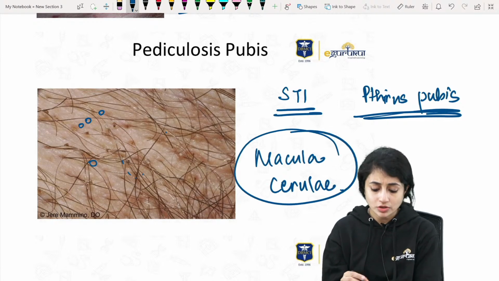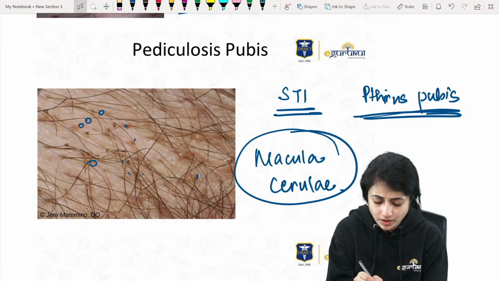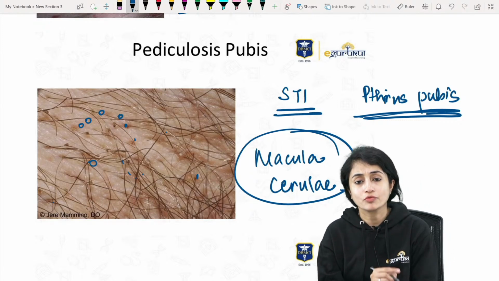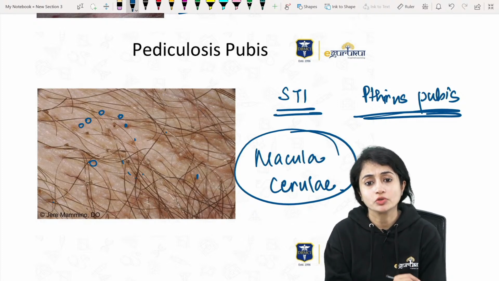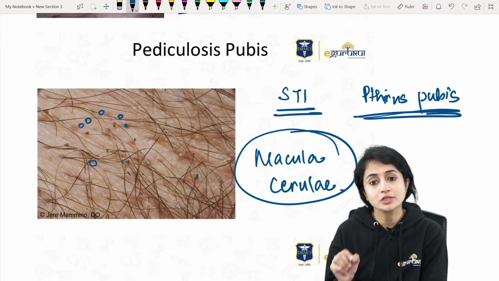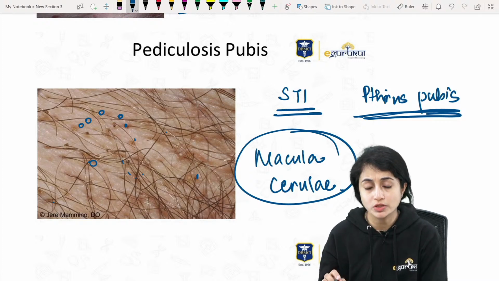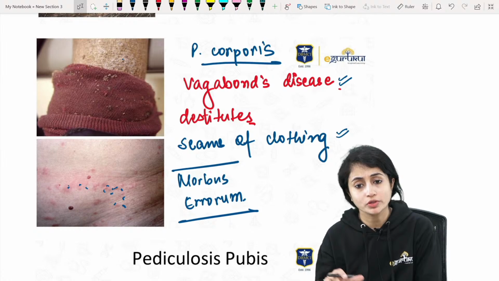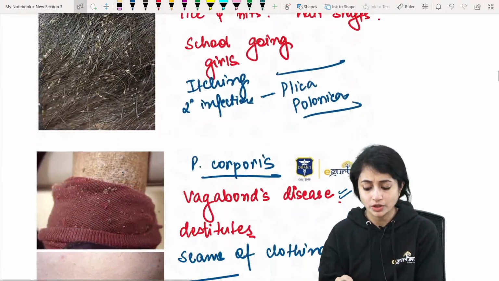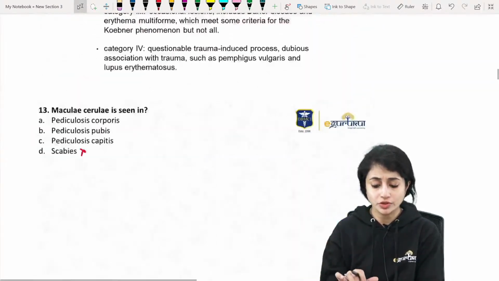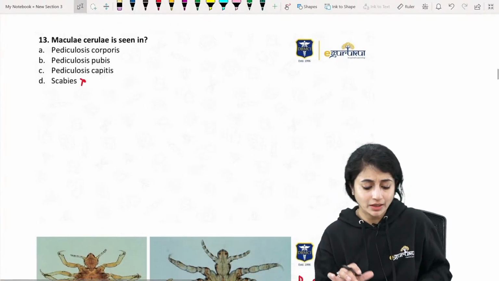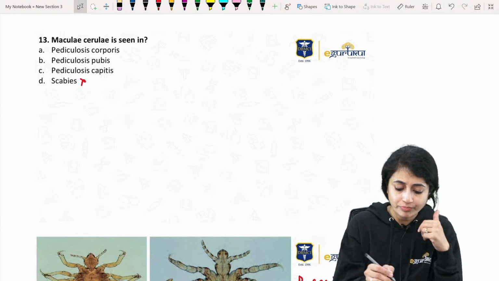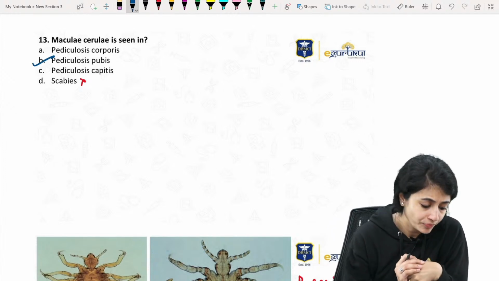So macula cerulae is these hyperpigmented brownish lesions that you see in the pubic areas of individuals which have pediculosis pubis. So macula cerulae is a feature of pediculosis pubis. Morbus errorum is a feature of pediculosis corporis, and plica polonica is a feature of pediculosis capitis. So coming back to the question here, macula cerulae is seen in pediculosis pubis.